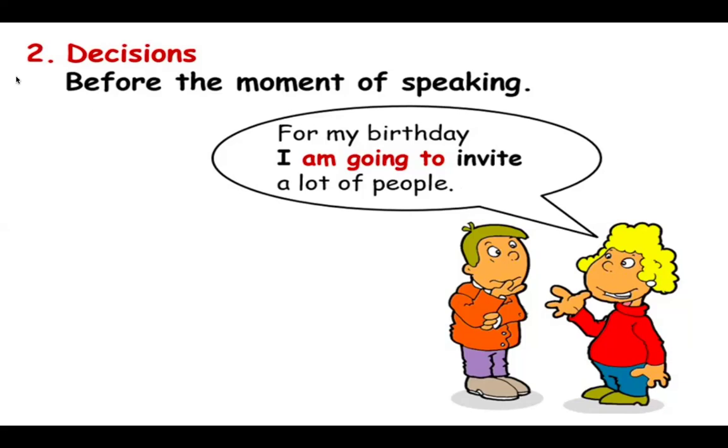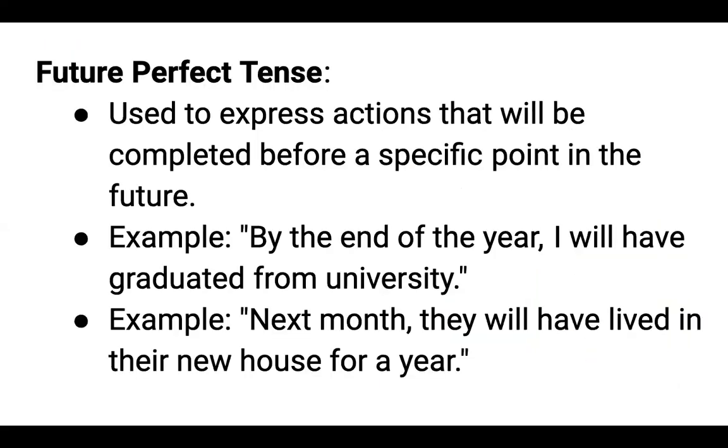Okay, so the next one is future perfect tense. So what have we talked about? Simple future and future continuous. In simple future, we talk about will or shall, and in future continuous, we talk about will be teaching or shall be teaching, and also going to form or is going to form. Got my point?